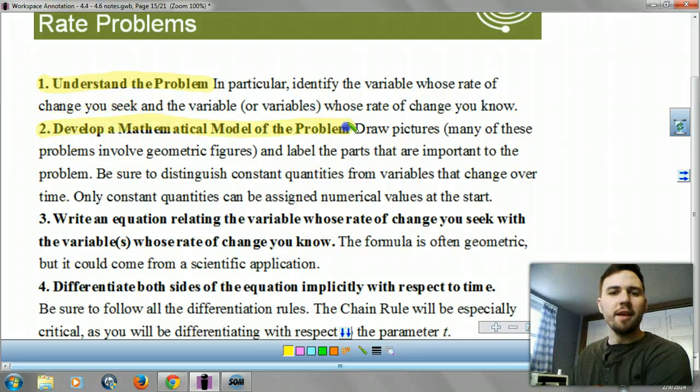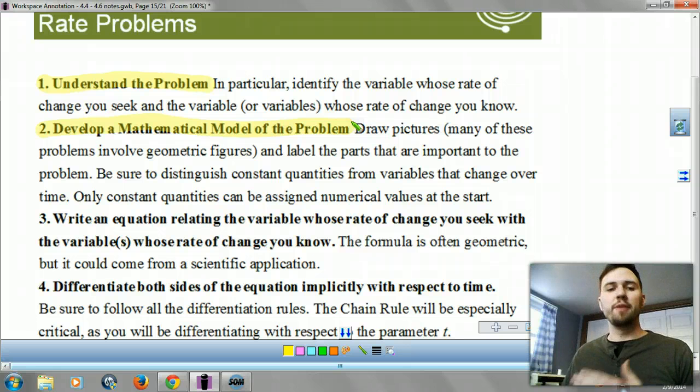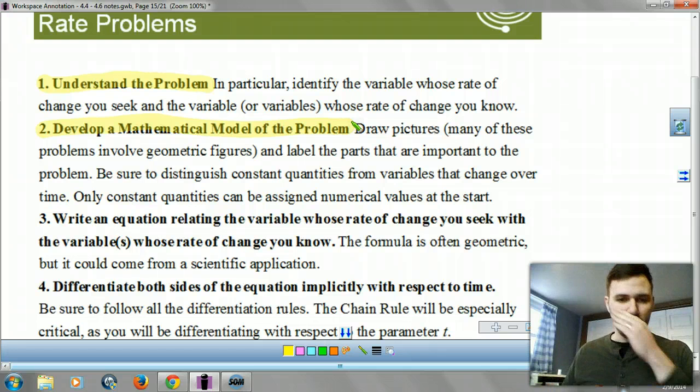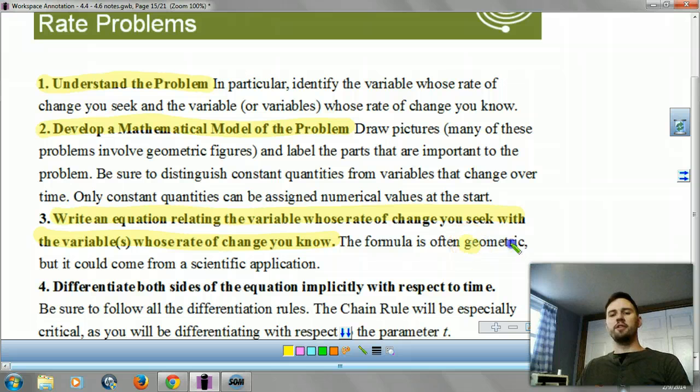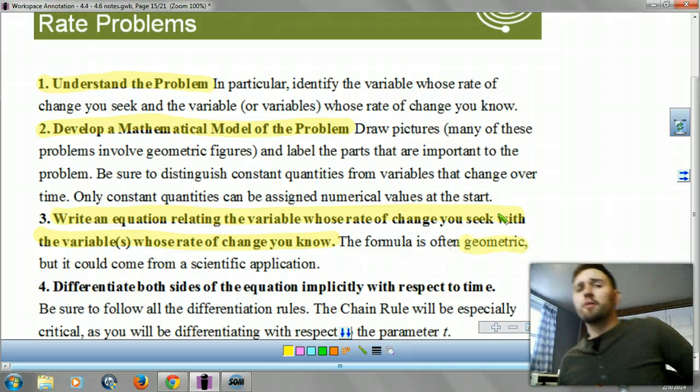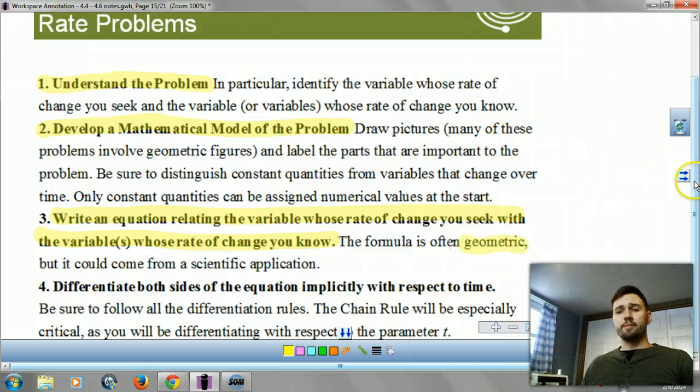Two, develop your model, same as before. Draw pictures. I'm going to draw a picture for almost every single problem we do. Make sure we label the picture correctly and we see the parts we need to find. So we change this picture into an equation. And then we make a variable for what we want to find out. These are mostly going to be geometric because we're dealing with the real world. The real world is shapes and such.